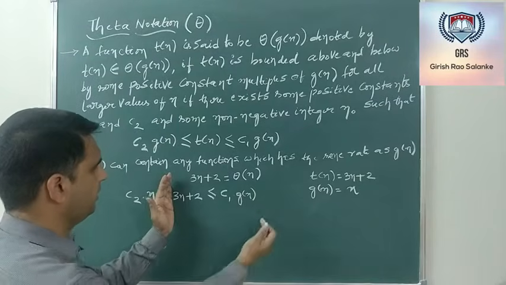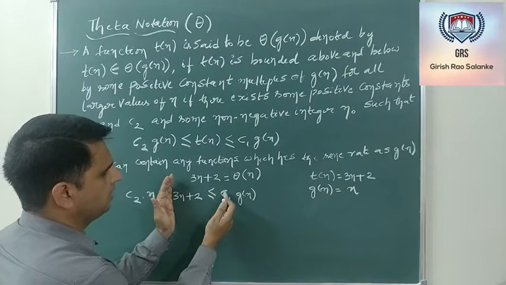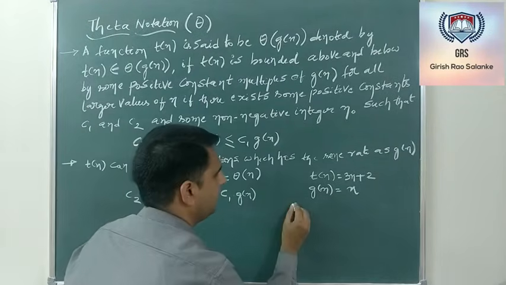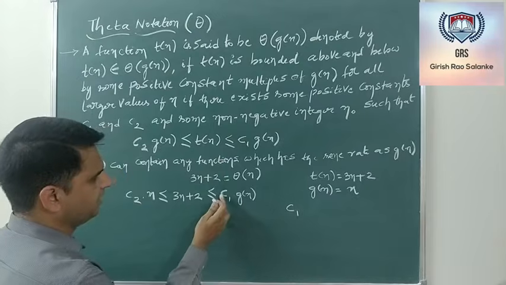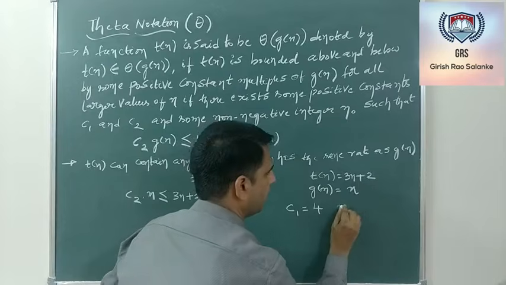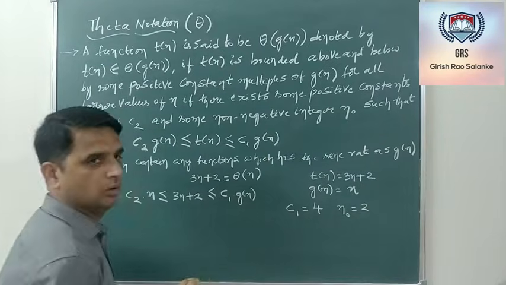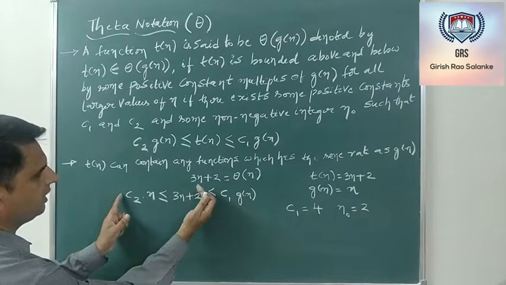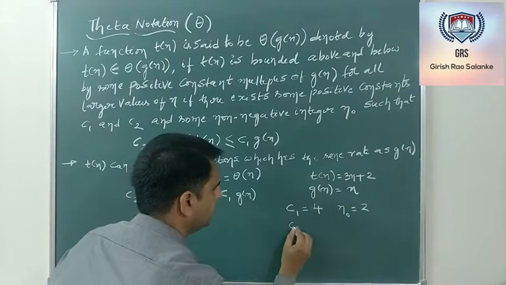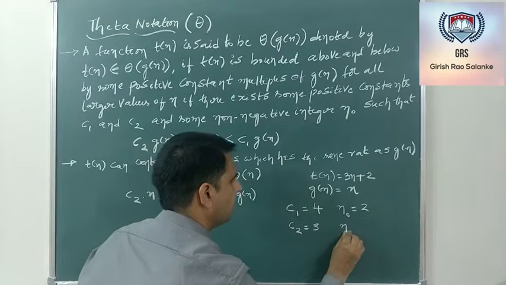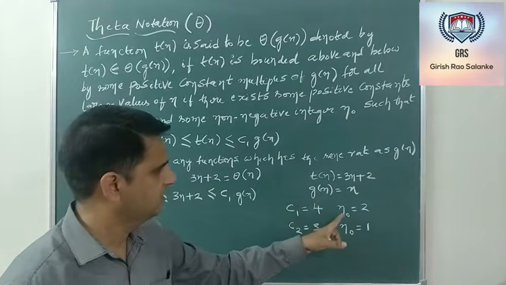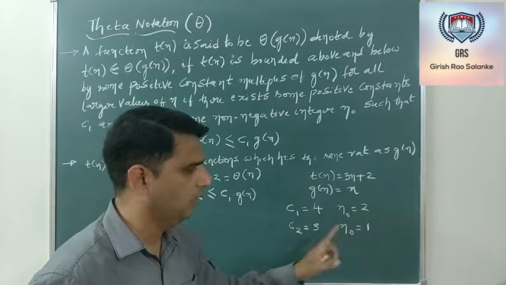Now we have already solved this part: 3n plus 2 less than or equal to C1 into g of n. In that case, what was the value of C? Rather than writing it as C, I have called it C1. The C1 value was 4 there, and the value of N0 was 2. Now coming to the omega notation, the C2 value was 3 and my N0 value was 1.